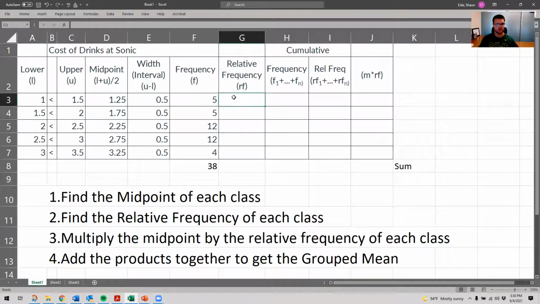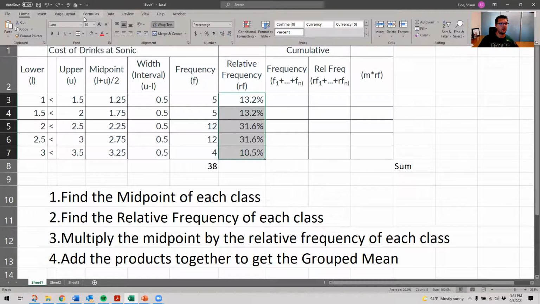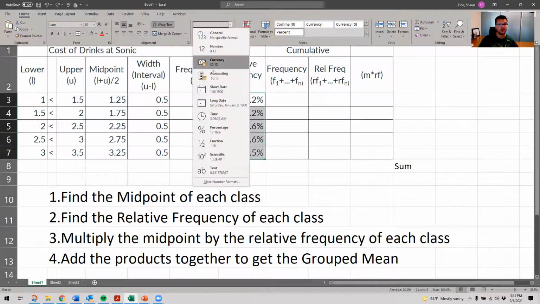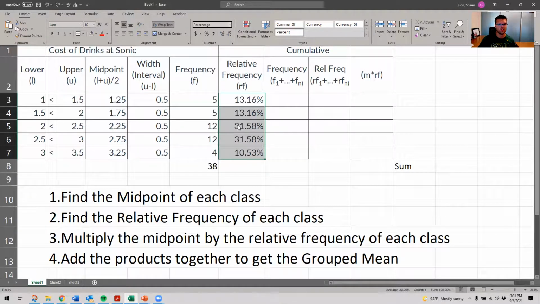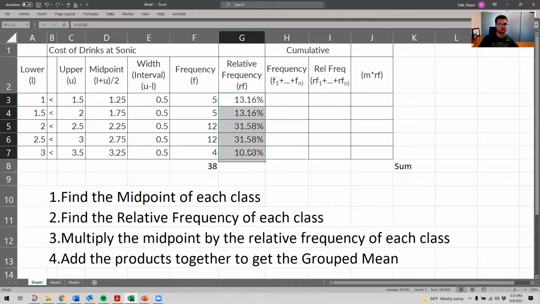And so the relative frequency is going to be equals this frequency divided by the total frequency. I'm going to put a dollar sign in front of the 8 because I'm going to drag it down again and I don't want the 8 to move. For you, this is probably not going to show up as percentages. So you need to highlight, go to Home, and click on percentages, so it'll show up as percentages.